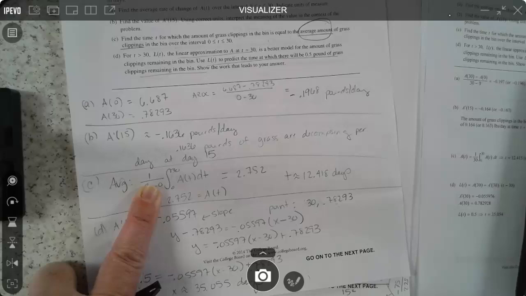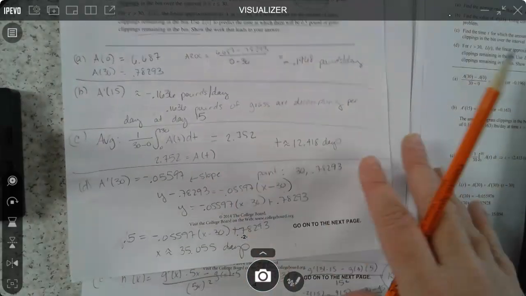Average, if you see average rate, that's slope. If you see average value, that's your 1 over B minus A. Okay? So this one is your 1 over B minus A. I think I'll just show y'all my work instead of trying to rework it here. 1 over B minus A, and I run the integral from 0 to 30 to find this.